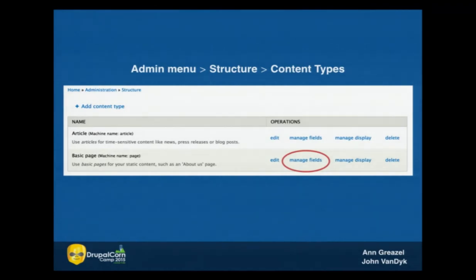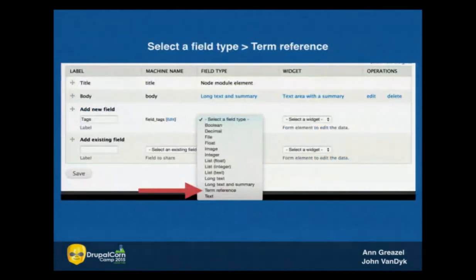So like John said, what we need to do is be able to add this across various content types. So we're going to add a field to basic page by selecting that, where did I go? Oh, add a new field, and we're going to call it tags, because that's what we know our vocabulary as, right? And we're going to go to the drop down that says select a field type. We're going to select term reference.